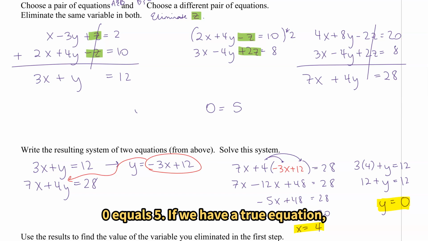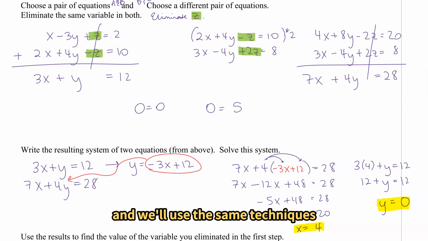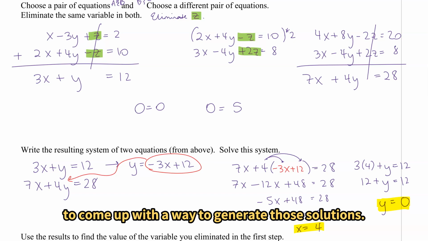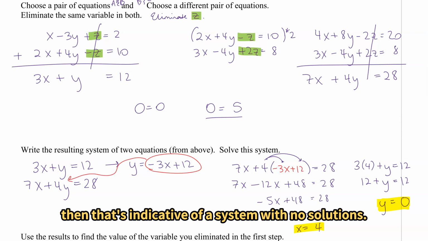If we have a true equation, then we'll have infinitely many solutions, and we'll use the same techniques we did for systems of two equations to come up with a way to generate those solutions. But if we have a false equation like 0 equals 5 or 0 equals something not 0, then that's indicative of a system with no solutions.